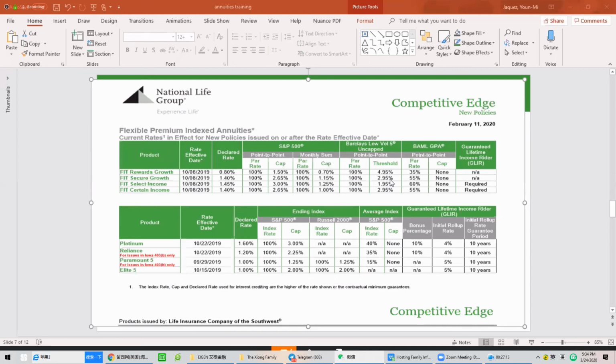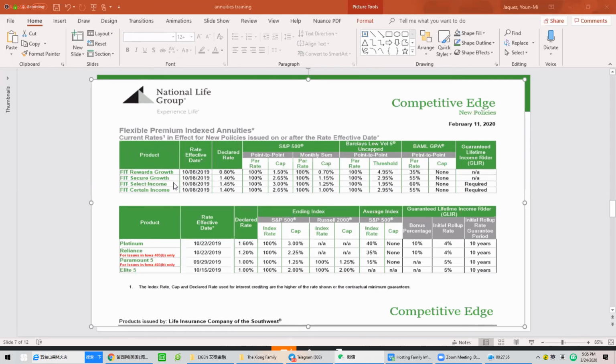And so you can see the threshold or the spread is a lot lower with FIT Secure Growth, where it's only 2.95. So if the market rate of return was 10%, the client gets to keep 7.05 and Barclays keeps 2.95. So in the long run, FIT Secure Growth could actually do better. So it really depends on your client, because some clients might want that guarantee, especially right now because they're so concerned about the market.